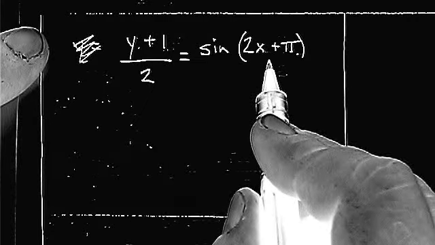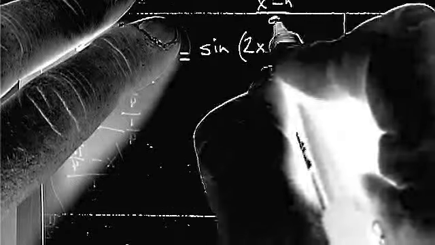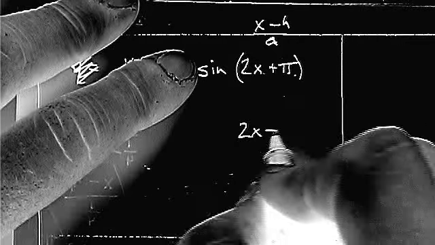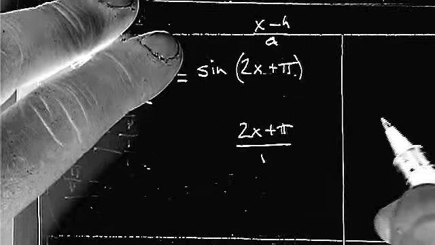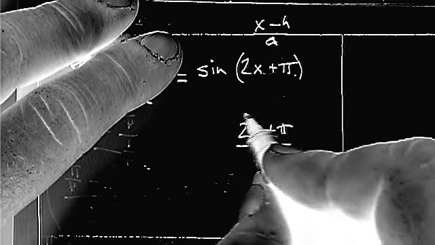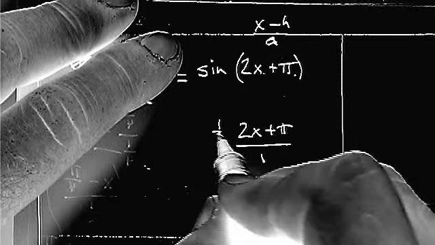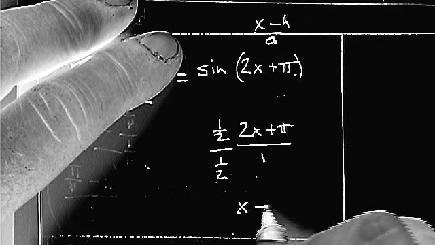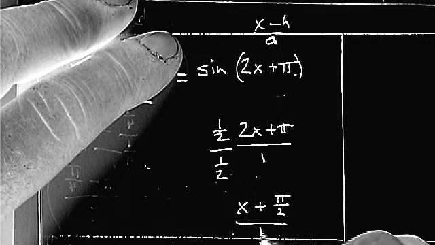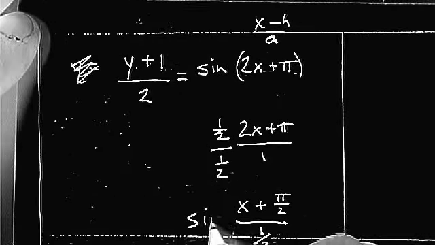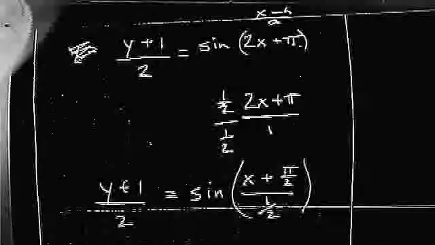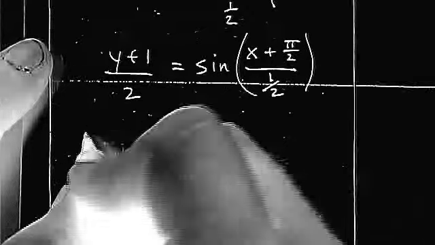Once again, this side over here doesn't quite look like x minus h over a. So I'm going to do a little bit of work on that. I got 2x plus pi over 1. I'm going to take the reciprocal of the x coefficient, which is a half, and multiply the top and the bottom by that, giving me x plus pi over 2 divided by 1/2. So now my equation looks a little bit easier to find a, b, h, and k.